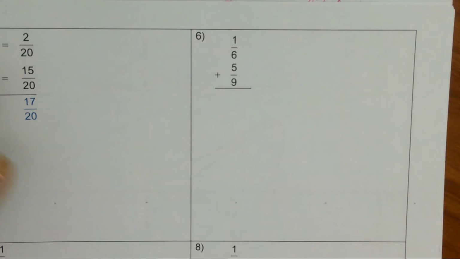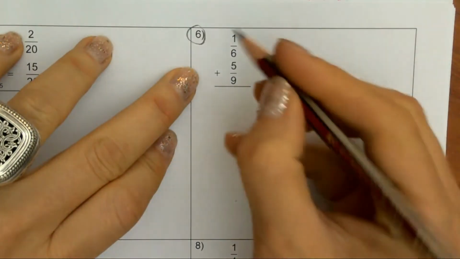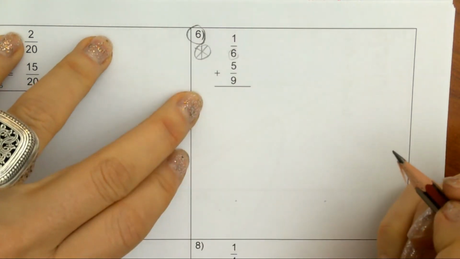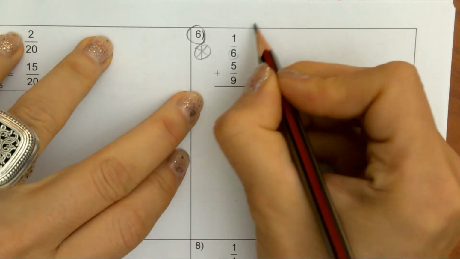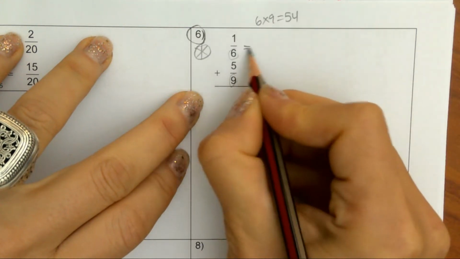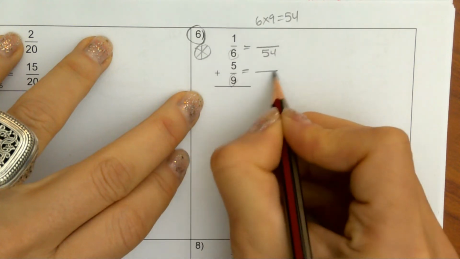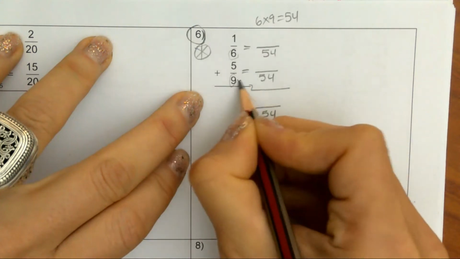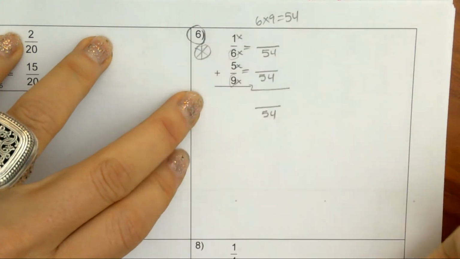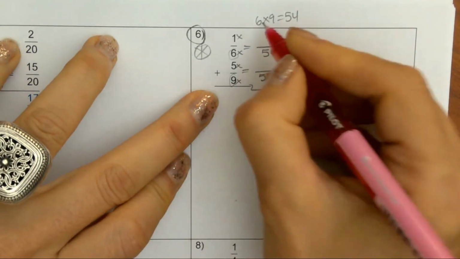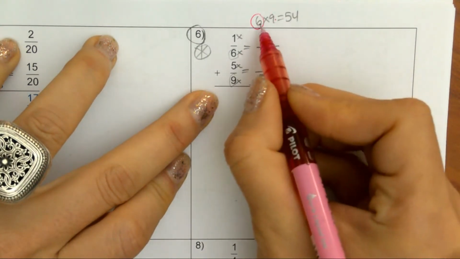Let's look at question 6. So this cake is cut into 6, and this one's cut into 9. It's not the same, so we have to make it the same. So I go 6 times 9 equals 54. And I do the answer as well. And then I go times, times, times, times. And then I go, okay, 9 times what is 54? Well, 9 times 6 is 54.